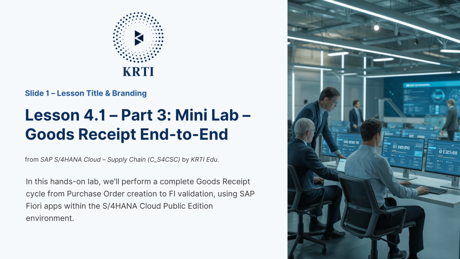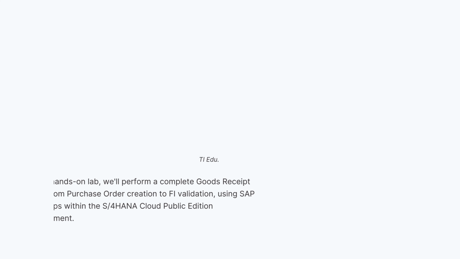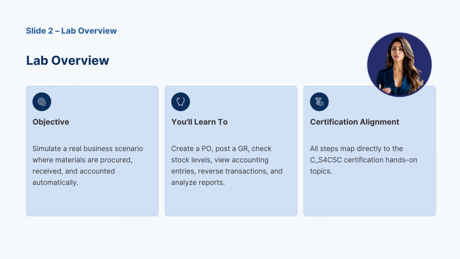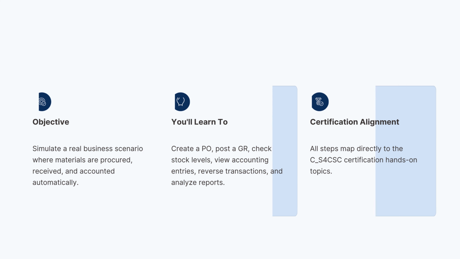This lab consolidates all concepts from Parts 1 and 2 into a single business flow. Our objective is to execute and verify a real business process involving procurement, receipt, valuation, and reporting. By the end of this exercise, you'll know how to create a purchase order, post a goods receipt, validate accounting entries, perform reversals, and analyze reports in SAP Fiori. Each step mirrors what consultants and business users perform daily in real-world S/4HANA projects.